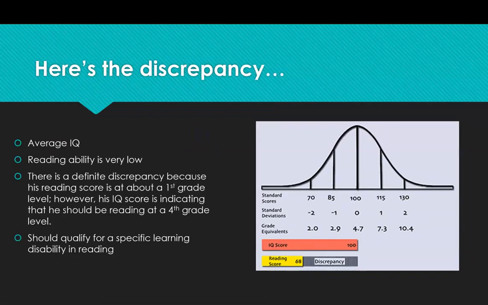Here's the discrepancy. If you see this graphic, this student's IQ score is 100. So that IQ is average. That's kind of like the first graphic that we looked at. But then if you look down at the yellow reading score, that's a 68. So there's definitely a discrepancy because this student's reading score is about a 1st grade level. However, the IQ score is indicating that he should be reading at a 4th grade level. This student should qualify for a specific learning disability in reading because of the discrepancy.